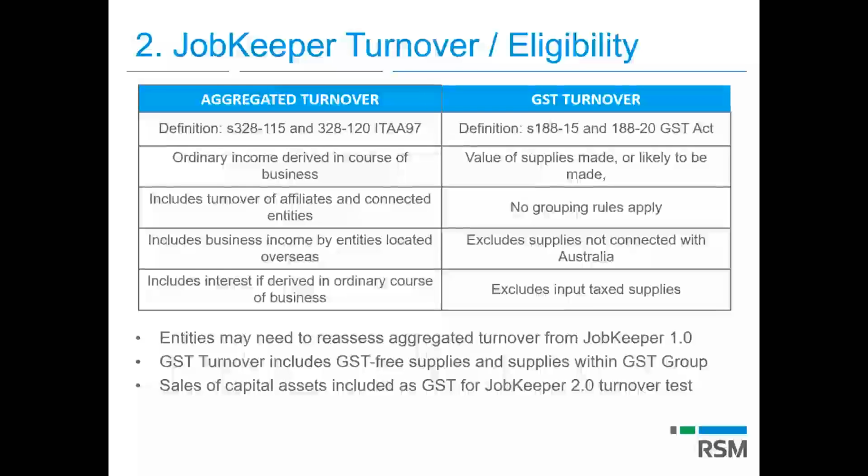Aggregated turnover is a broad concept which looks at the total ordinary income of a business, and that's an income tax concept. Importantly, this concept of aggregated turnover also includes entities that are connected or affiliated with the subject business. Now, this includes overseas entities, parents or subsidiaries, or even sibling type entities where you have a common controller.